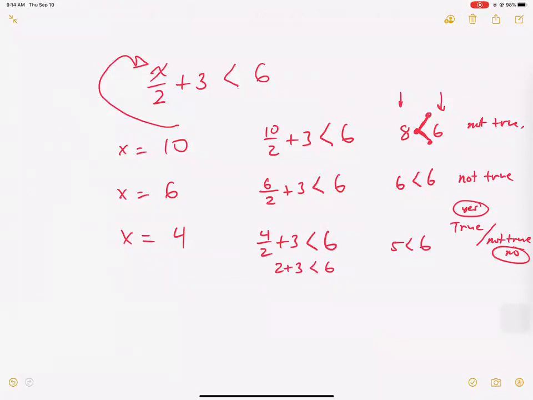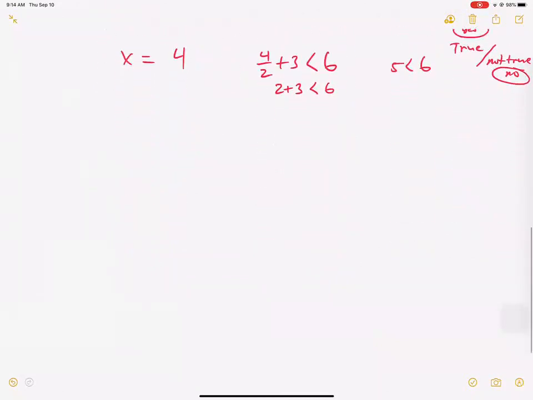Great, thank you for participating. I see a clear set of answers, and you guys are saying that this is true. 5 is less than 6. Great. So in IXL, you guys will practice this just to make sure we're good with our basic order of operations, and if we can see if that statement is true or not true, okay? Now, the next part of this is we're going to solve for inequalities.